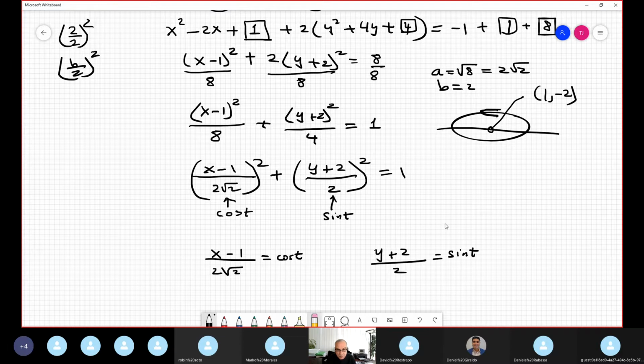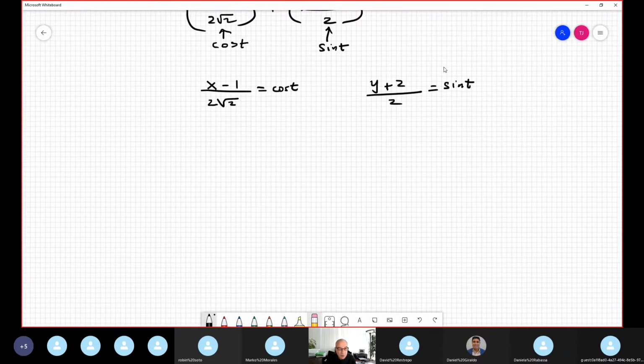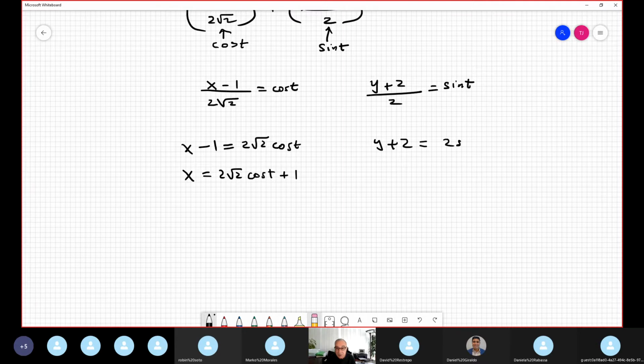So for x and for y, we have x minus 1 is equal to 2 radical 2 cosine t. Therefore, x alone is 2 radical 2 cosine t plus 1. Super. And y, similar. y plus 2 is equal to 2 sine t. Therefore, y alone is 2 sine t minus 2.